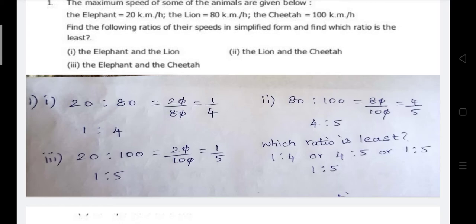Which ratio is the least means 1:4 or 4:5 or 1:5. Here, which is the least? 1:5 is the least, comparing these ratios. Okay.